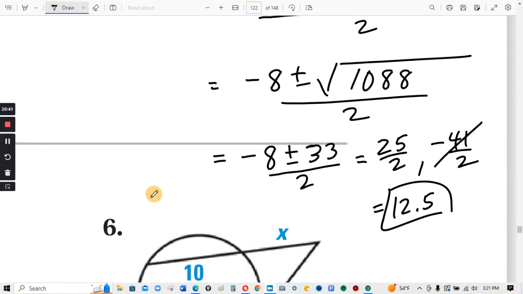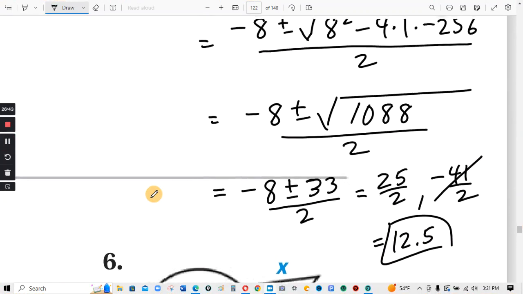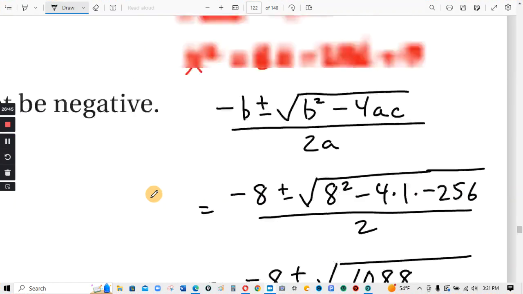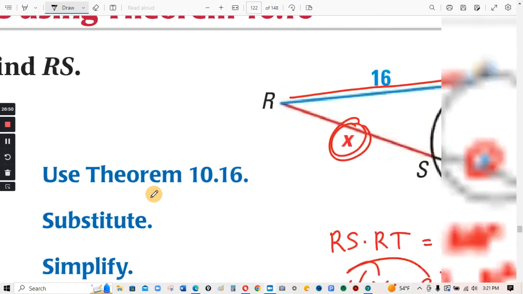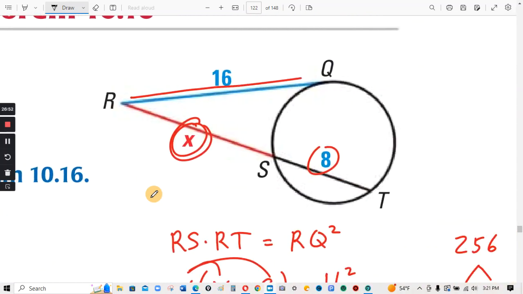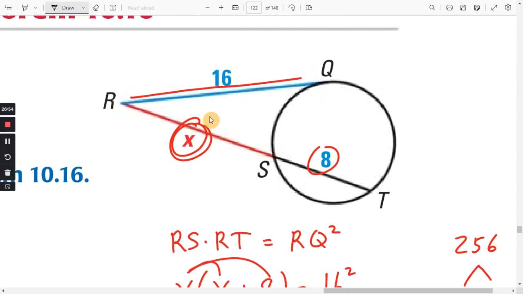Let's go back to what they asked us. They actually wanted RS. Oh, so that was just x, okay. So yeah, 12.5 was the final answer for RS. And it looks like it's correct, so the answer makes sense.